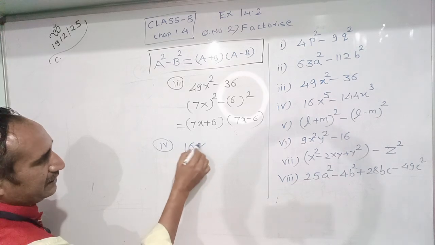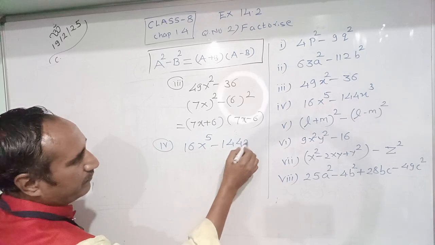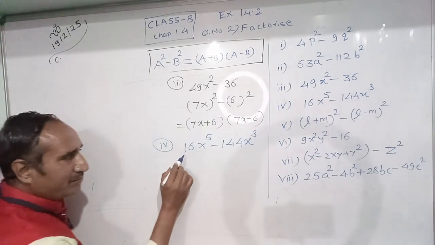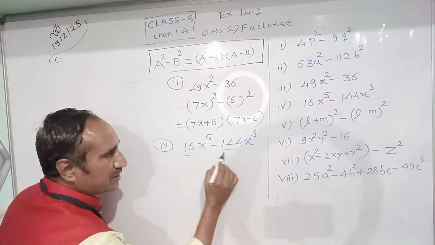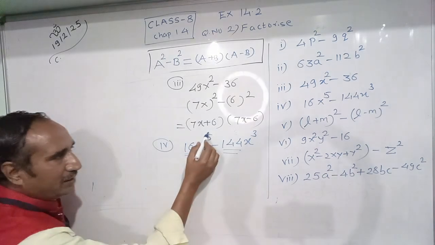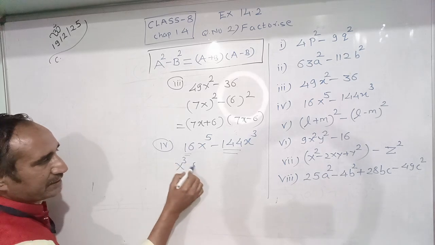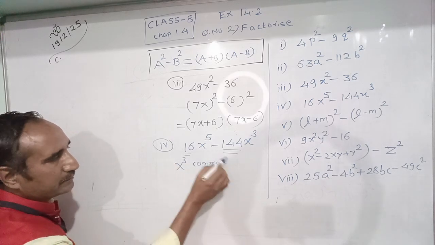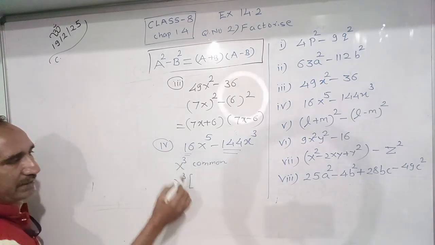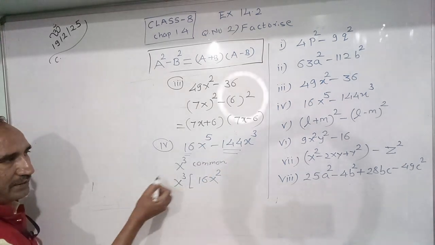Here 16 x raised to 5 minus 144 x cube. Again, this time the constant number is a perfect square, but the variable is not a perfect square. But here we can see the power, so we can take x cube as common. As we take x cube as common in bracket, it is 16 x square minus 144.